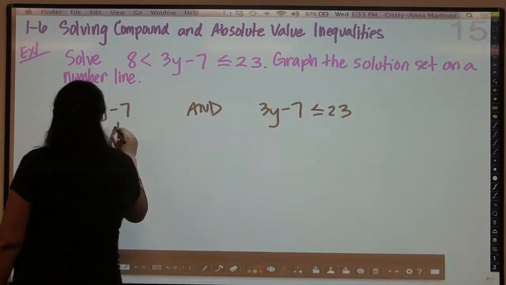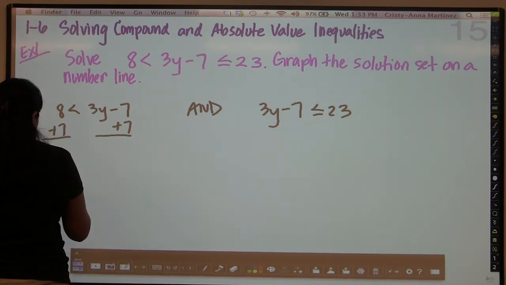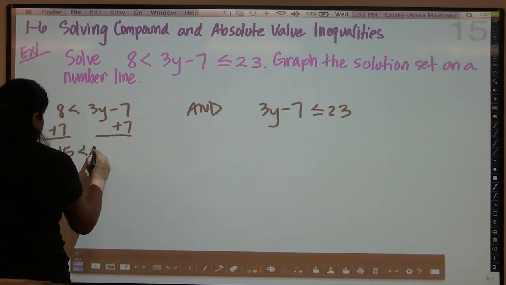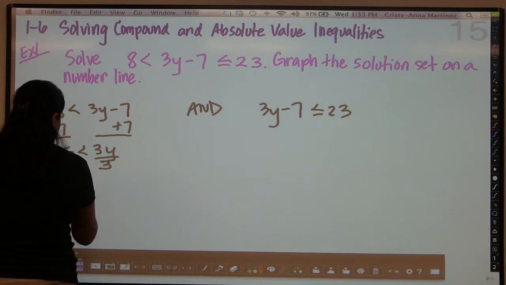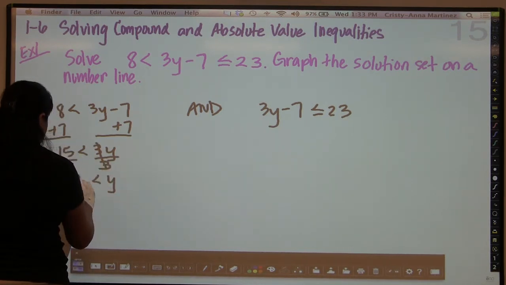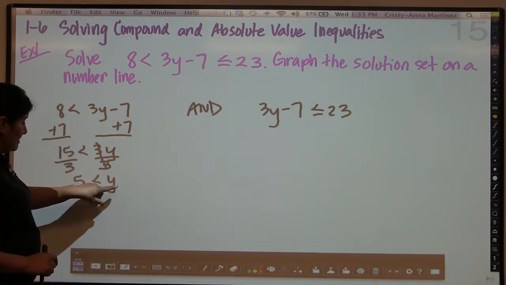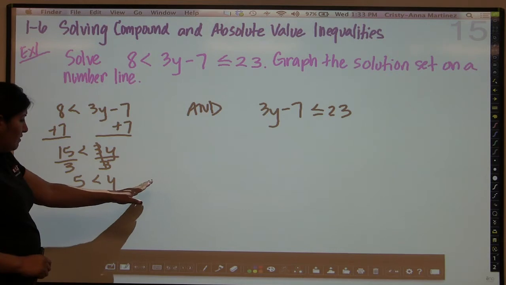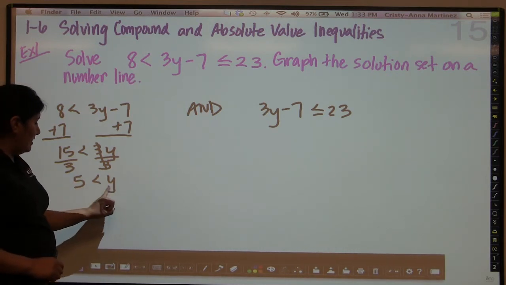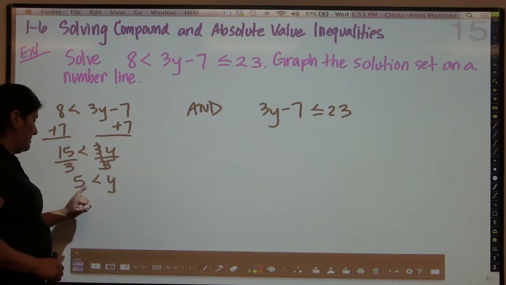So I can add 7, and 8 and 7 is 15. Divide by 3, and y is, notice that the open part of the symbol is facing the y, so if you read it from right to left, we're saying that y is bigger than 5. Or if you read it from left to right, which is normally how we do, we're saying that 5 is smaller than y, 5 is less than y.